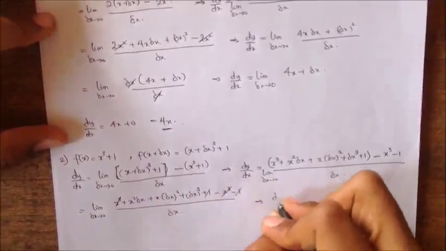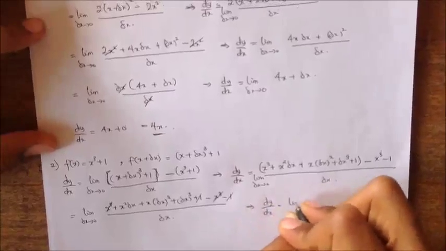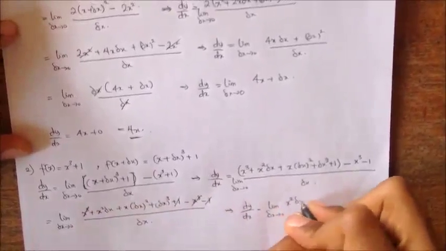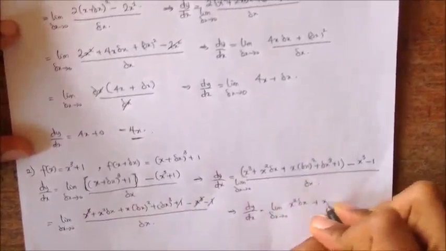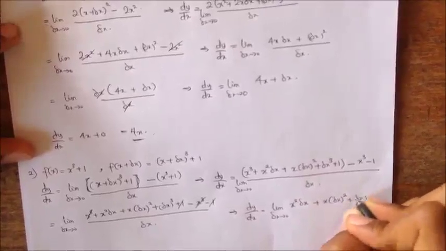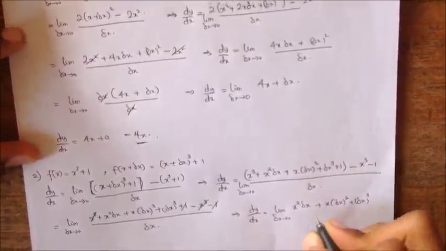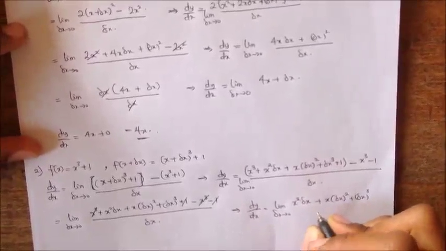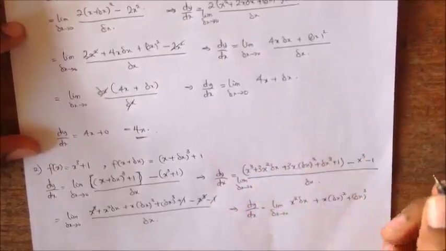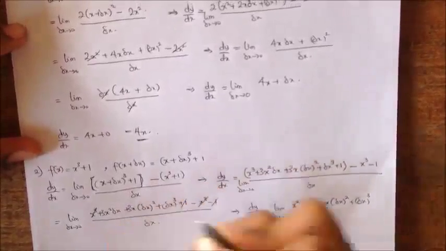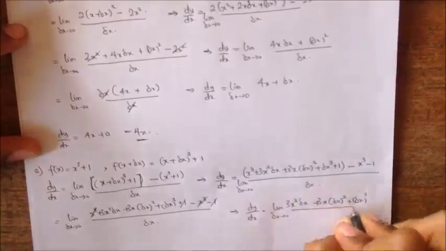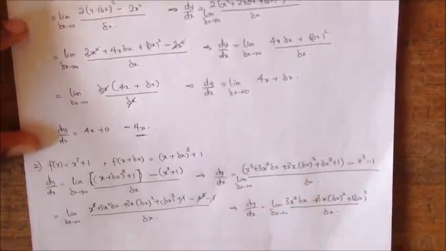So this means my dy dx is simply the limit as delta x tends to 0 of what's left: 3x squared delta x plus 3x delta x squared, then plus delta x cubed. Sorry, I have a 3 here. I also have a 3 here. There are two 3s here, divided by delta x.